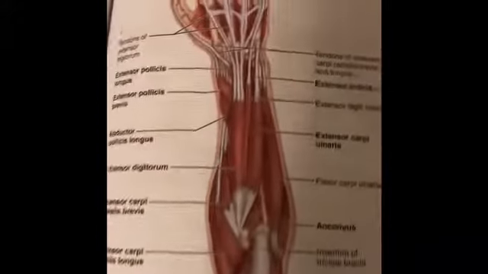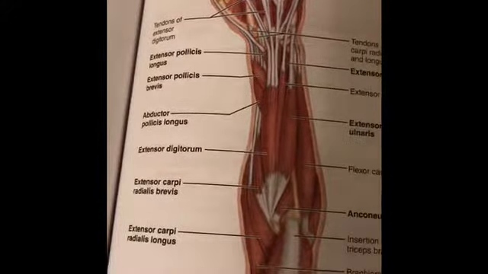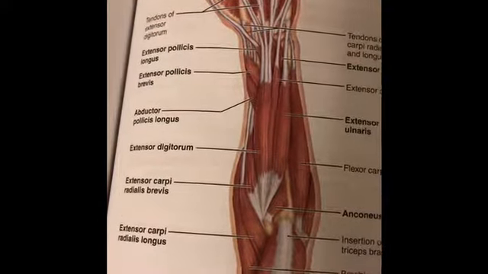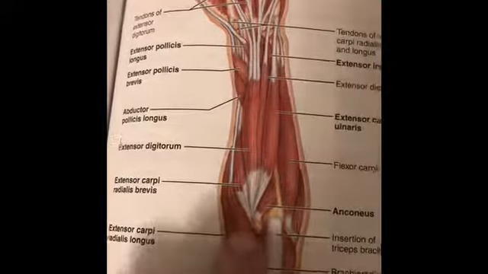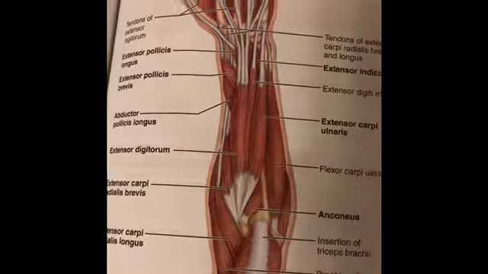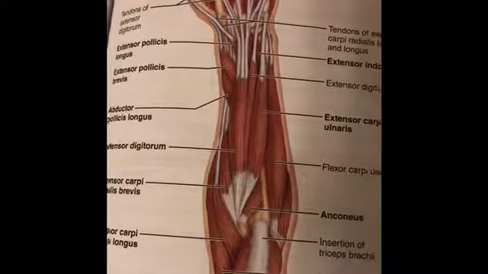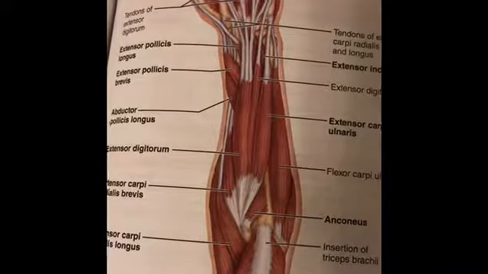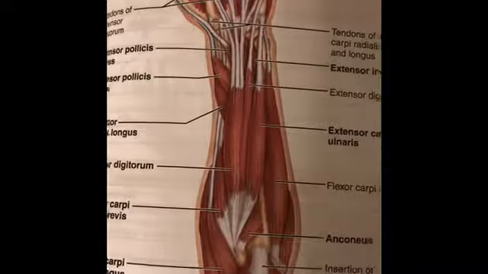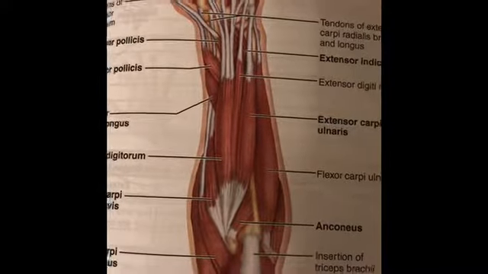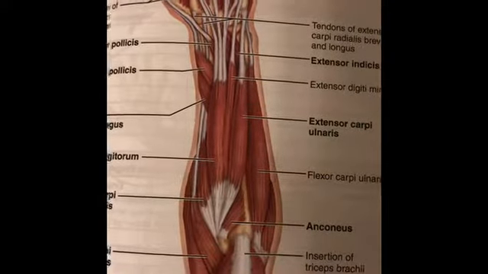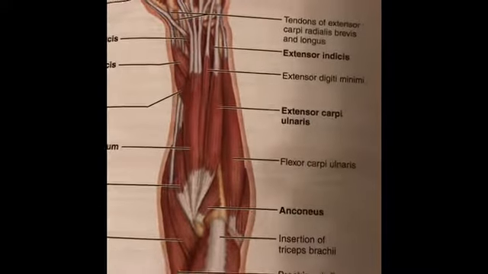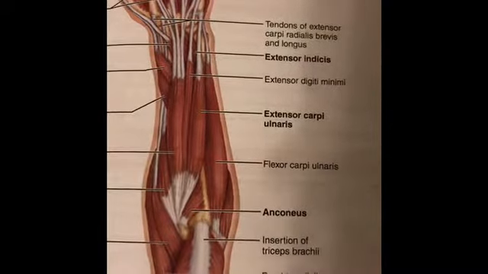Next, we move over to this picture, and we're going to look at the extensor carpi radialis longus, which is right here. The origin is the lateral supracondylar ridge of the humerus. The insertion is the base of metacarpal 2. Its action is to extend and abduct the hand.